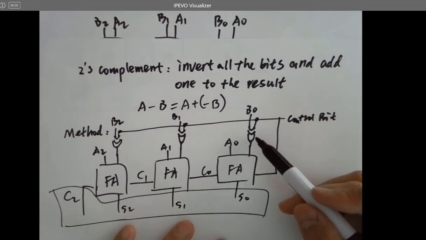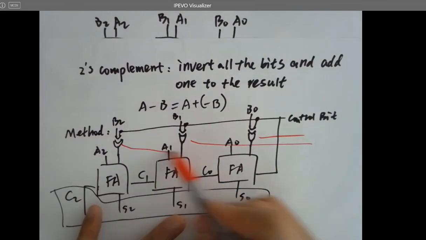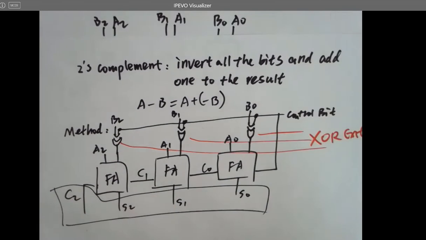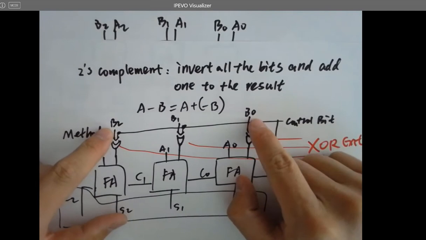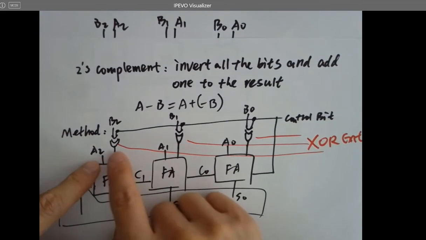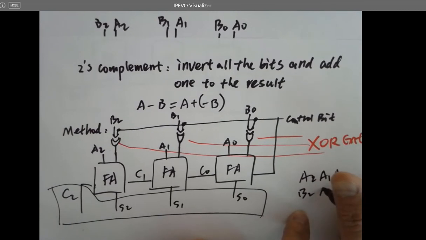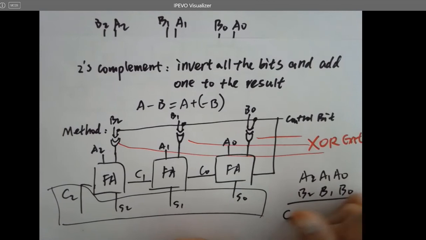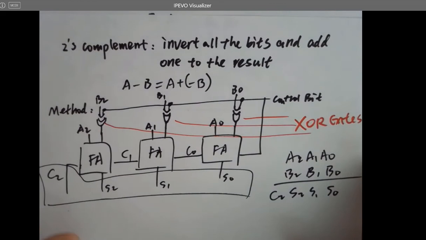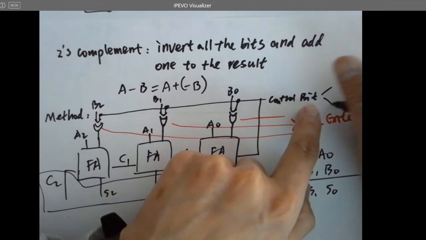What are these gates? XOR gates. Okay, so B0, B1, B2 is the other addend to this adder. So you're adding A2, A1, A0 to B2, B1, B0, right? And the final result is C2, S2, S1, S0. That's what this structure is doing for you. And the control bit is just digital logic, right? So it can only be 1 or 0.